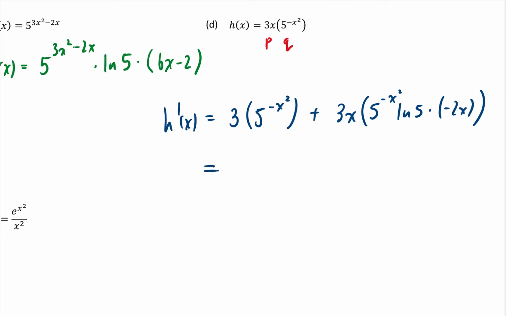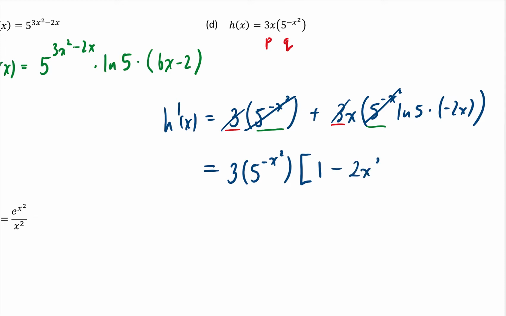This one we can actually simplify a bit. There's a common factor of 3. There is a common factor of 5 to the exponent of negative x squared. So let's take those out. So we have 3, 5 to the exponent of negative x squared, and then what do we have left? We have 1 plus, so this is gone, this is gone, the 3 is gone here, this is gone here, so it's actually minus 2x squared, that's from here and here, times the natural logarithm of 5.